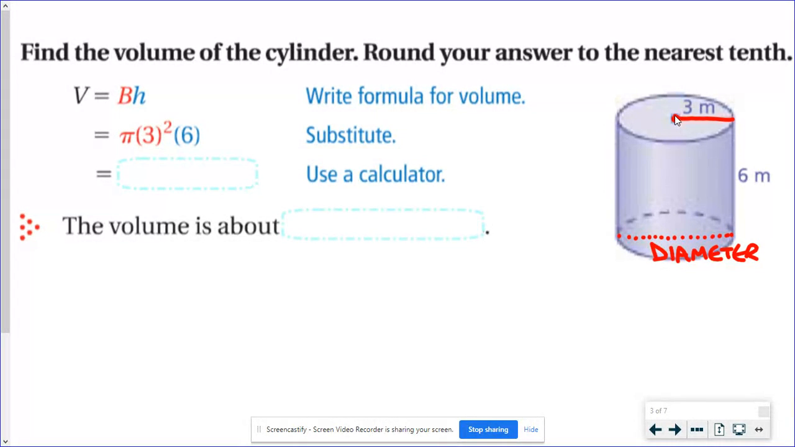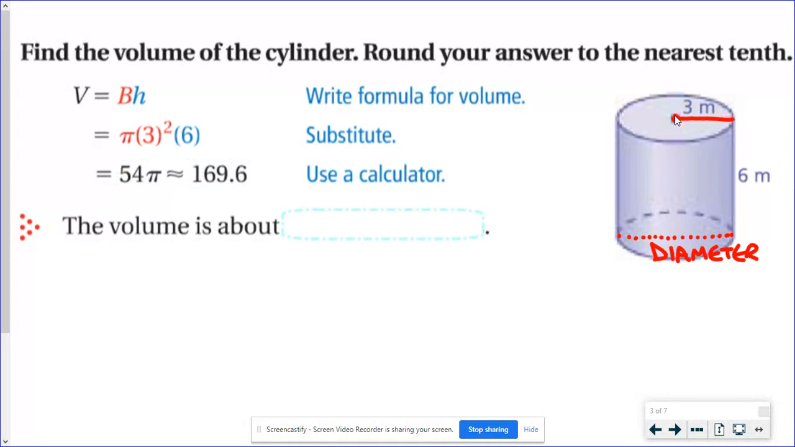So I need your brain to be the smart one in the relationship between you and your calculator. You would do 3 times 3, which is 9. Personally, I do a lot of the numbers first and I multiply by pi at the end. So 9 times 6 would be 54. Then I would have 54 times pi.